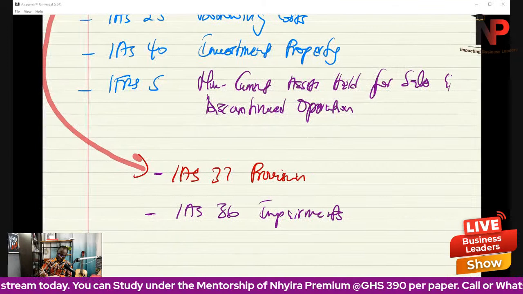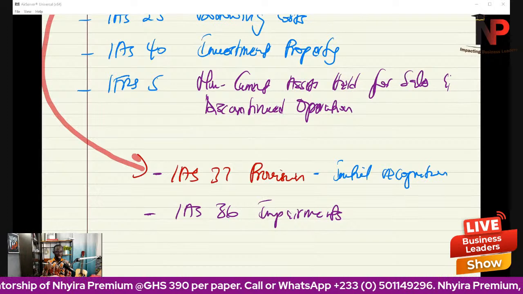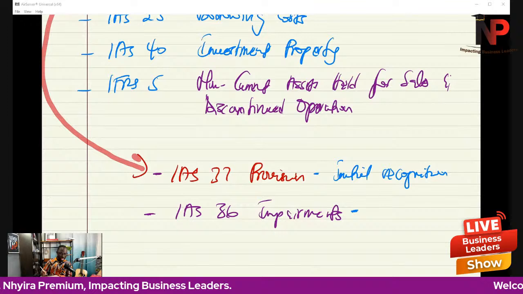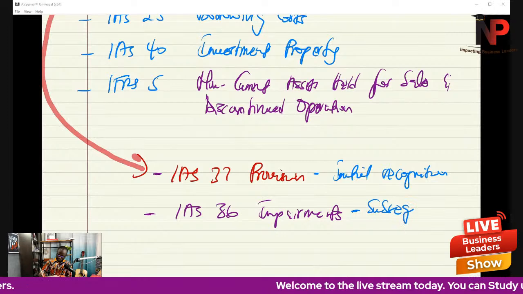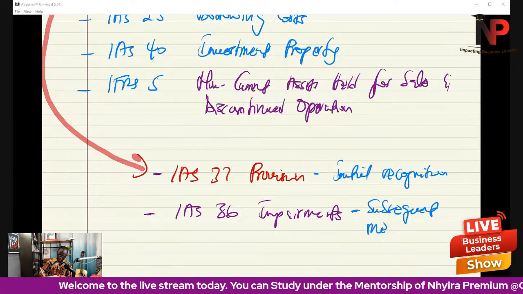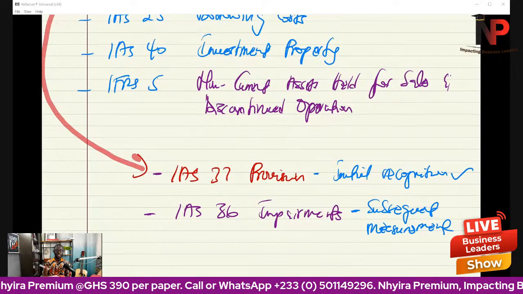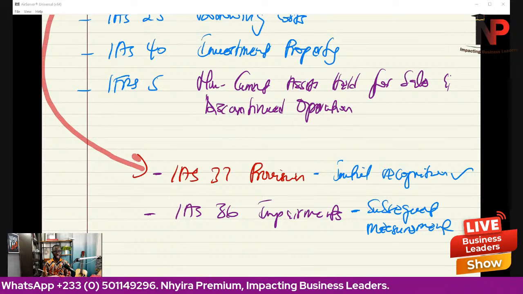Now, usually you have to know about IAS 37 because of initial recognition of the assets. When you're dealing with initial recognition of an asset, IAS 37 may come in and you would have to use the knowledge from there. Then when you're dealing with subsequent measurement, that is where IAS 36, impairment of asset, may come in. So you see what I'm doing now? I'm showing you how the standards are interrelated and how you learn them. As part of the initial recognition of the asset, IAS 37 must be known. As part of the subsequent measurement of the assets, IAS 36 must be known.